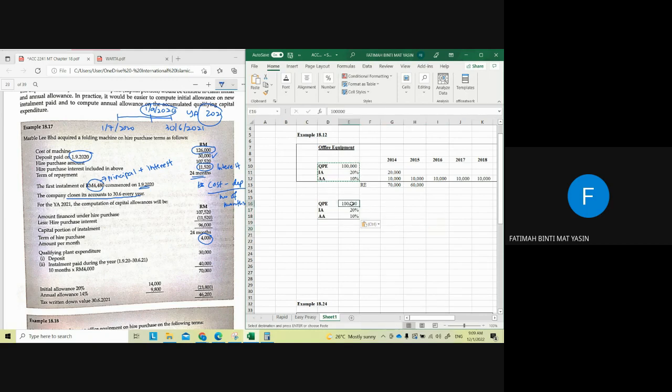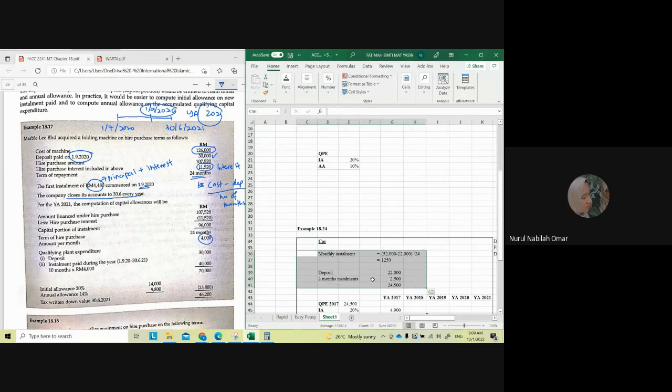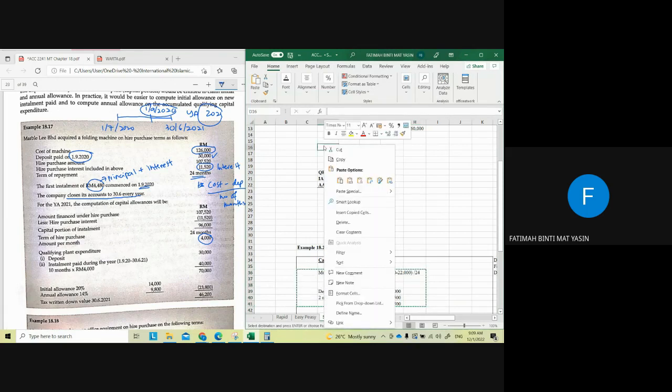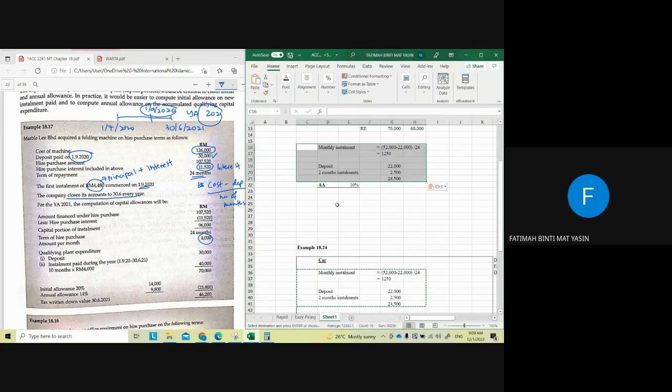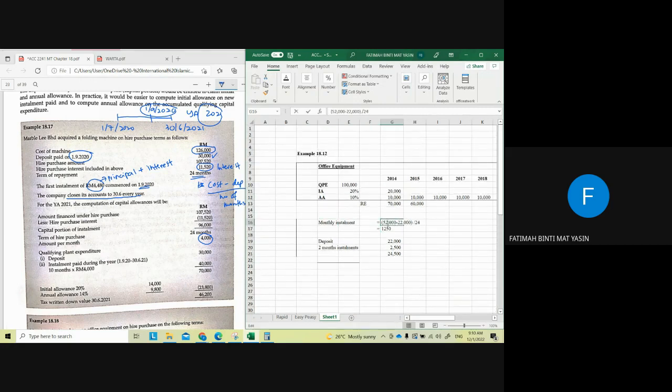Okay, so 2021, you take this figure, which is you need to calculate the amount that the company paid during this period. Okay, if you look at how much deposit the company paid, how much did it pay? 30,000. So now your aim is you need to calculate how much the company actually paid for that YA 2021. Okay, so for 2021, the company made a monthly installment as we have discussed earlier.